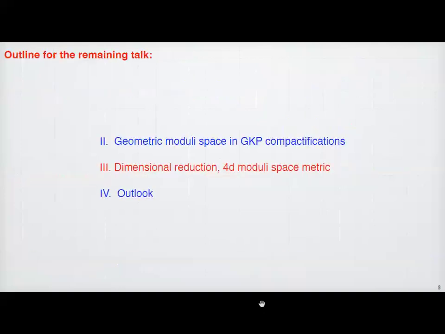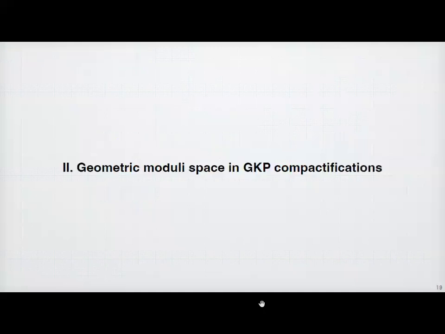Okay, so this is the outline for the remaining talk. I will now explain the geometric moduli space of GKP compactification. Then I will talk about the dimensional reduction to get the moduli space metric and discuss some outlook. Any questions, or should I just start the second part? Okay.